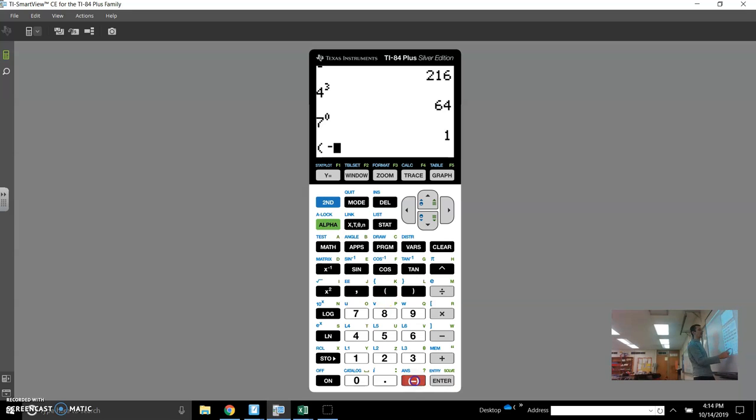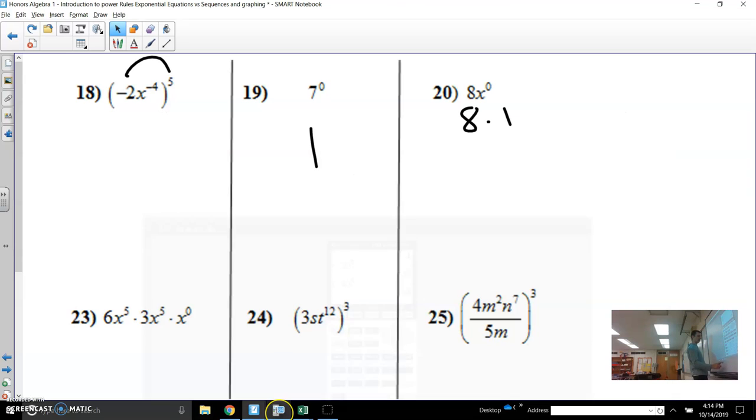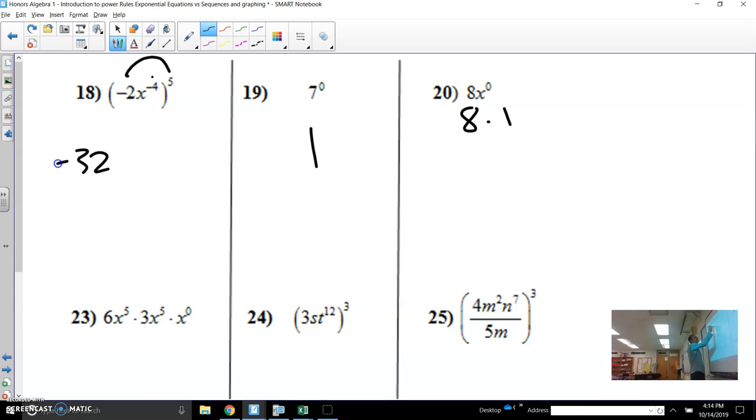Because I have a negative raised to an odd power, I should expect a negative outcome. But let's say I had done it to an even, like the next number, if I had done this to the 6th power, I would have expected a positive. Okay? But anyway, -2 to the 5th is -32. So that's the first thing I do. And then I want to use multiplication. So -4 multiply 5. This would be x to the -20.